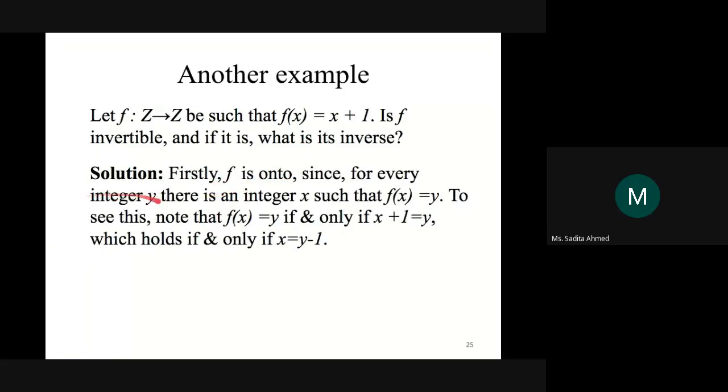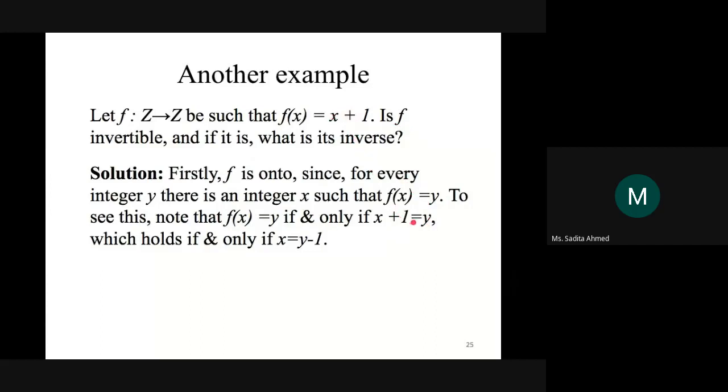Let's say y is the image of x. For any integer x, once you apply this function x plus 1, the result you get is y, where y is from the codomain. So f(x) is equal to y, or in other words, you will get f(x) equal to y if x plus 1 is equal to y. That is, the result is y, right? So y is equal to x plus 1.